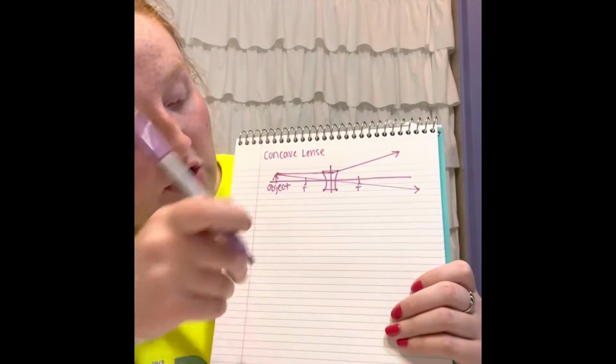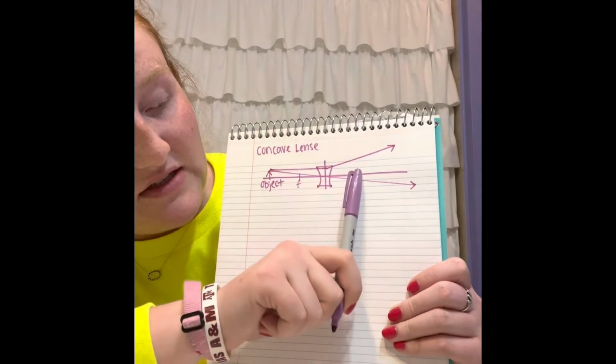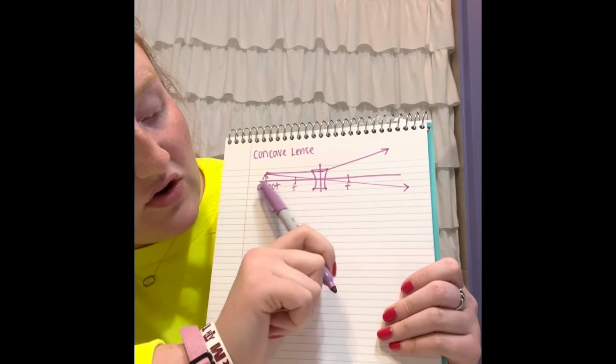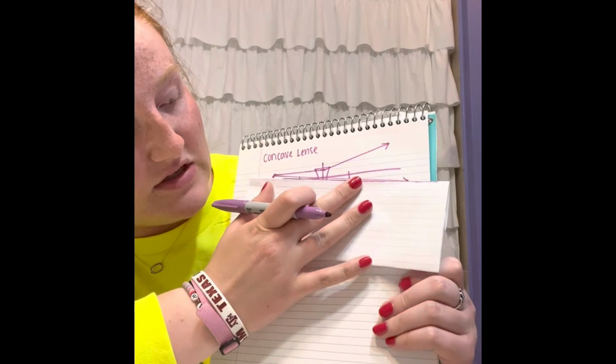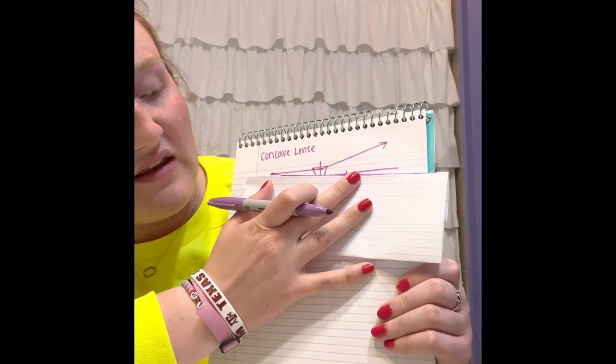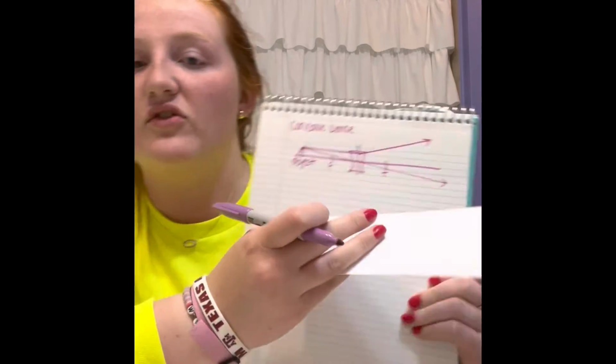Now the third one, you're going to angle it from the top of the object to the opposite side focal point, and then just to the center. So you're going to line that up from the top of the object to the focal point on the other side. Draw that just to the center of the lens, and then it's going to go parallel on the other side when it refracts.